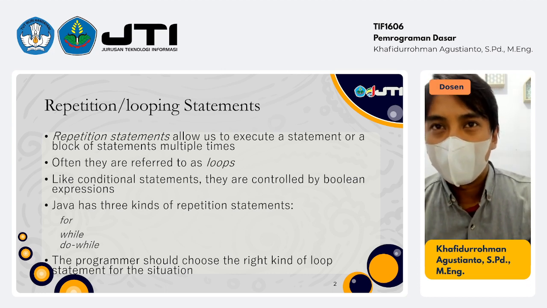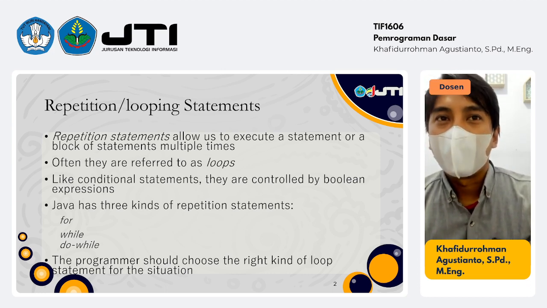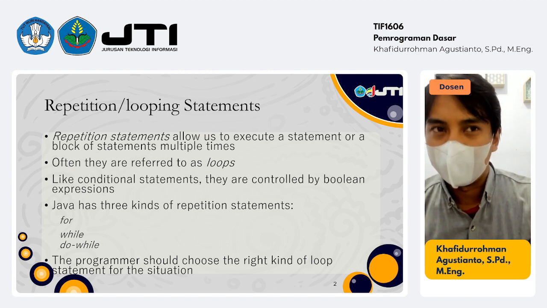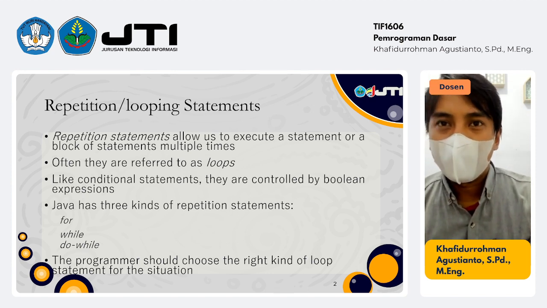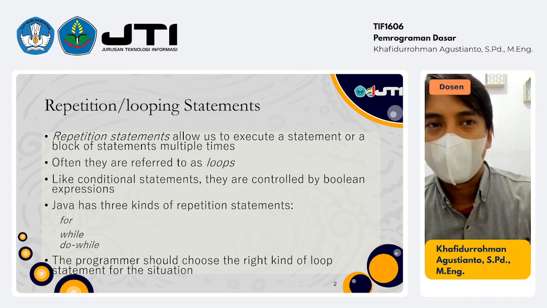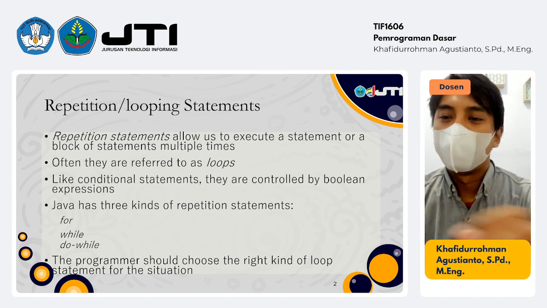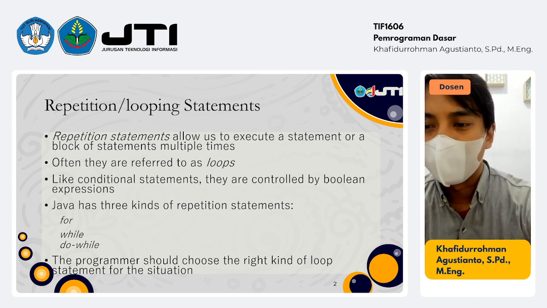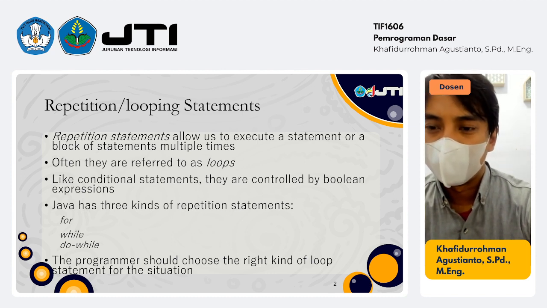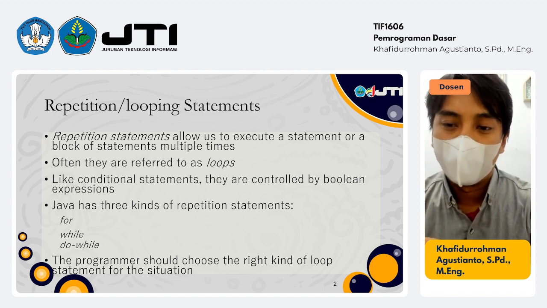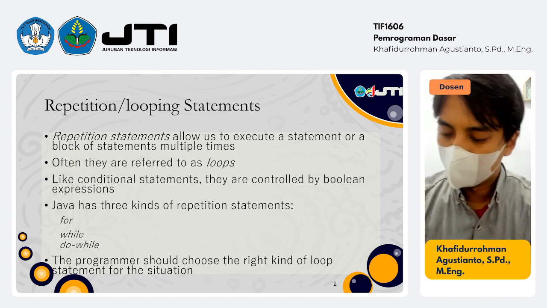Often they are referred to as loops, like conditional statements. They are controlled by Boolean expressions. Java has three kinds of repetition statements: first is for, then while, then do while. Programmers should choose the right kind of loop statement for the situation. Okay, today we are learning about how to use for.